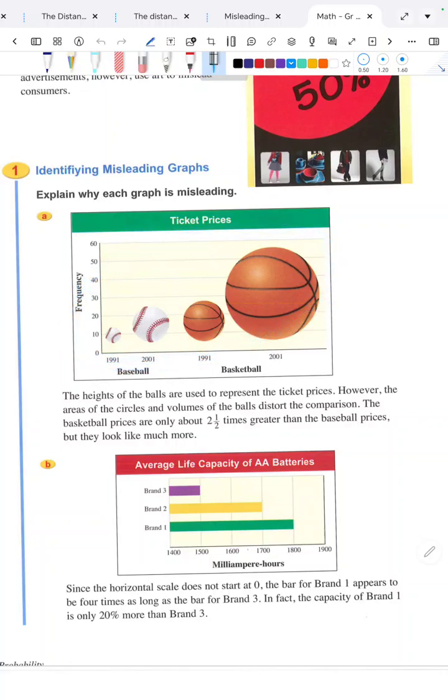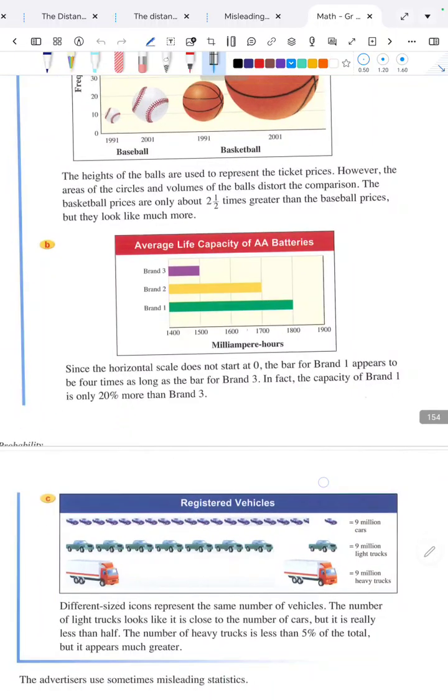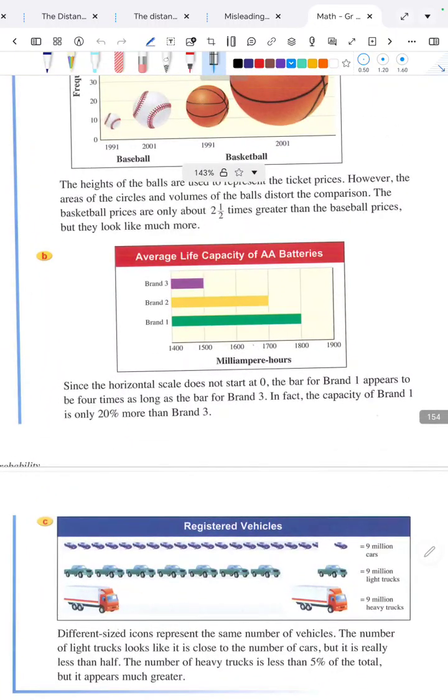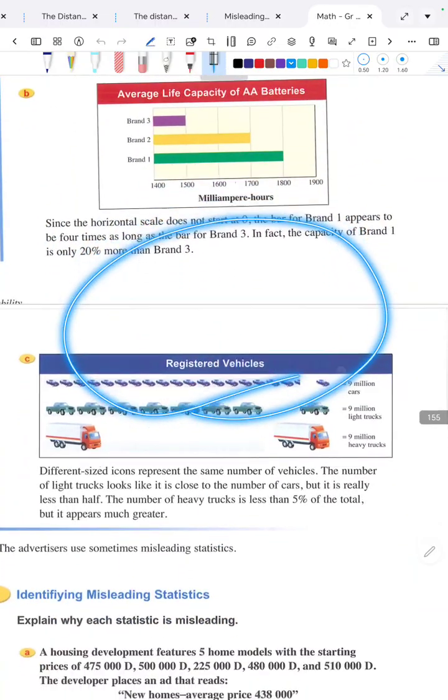The basketball prices are only about 2 and 1 out of 2 times greater than the baseball price, but they look like much more. That's why the reason this graph is misleading is that pictures are different sizes. The second graph, again, you have to ask, does the y-axis start at 0? Directly no. So what's the reason of misleading? The horizontal scale does not start at 0. That's why this one is misleading.